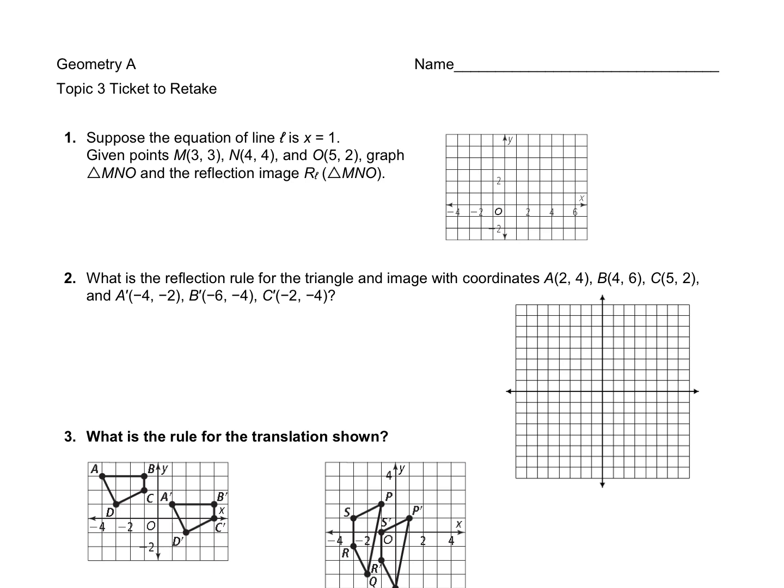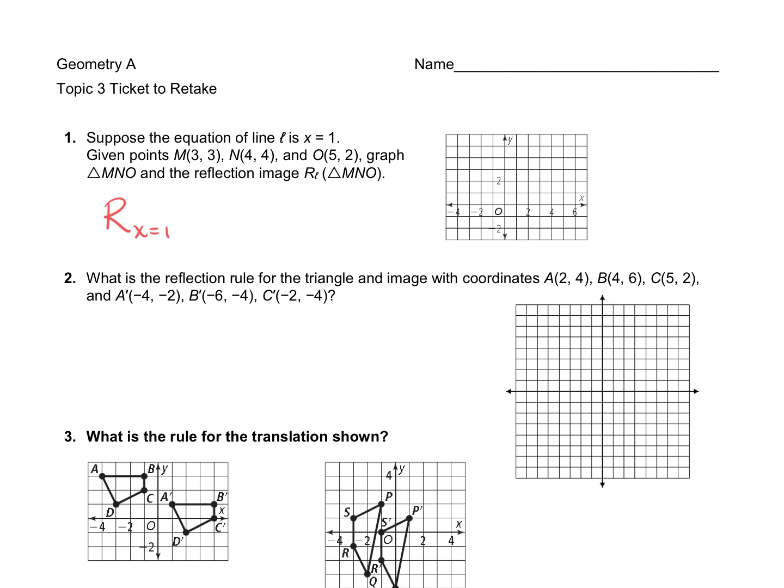All right, so number 1 says, suppose the equation of the line L is x equals 1. Given points M, N, and O, graph triangle MNO and the reflection image, capital R. So remember, capital R is our reflection. This little subscript of L, they told us up here that L is the line x equals 1, of triangle MNO. So they could have written this as a reflection across the line x equals 1. They could have put the equation down there. They tend not to. I don't know why. I kind of prefer that.